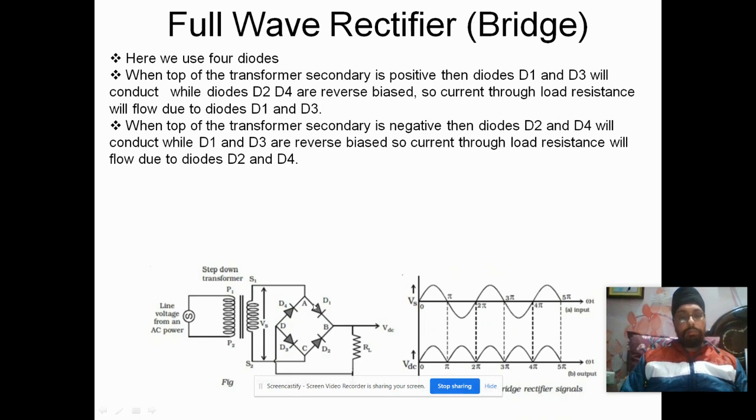So it means again both cycles, positive and negative cycles of the input, will appear in the output like this. So that's why it is again called a full wave rectifier, and it is using four diodes. A sort of bridge is formed here, that's why it is called a bridge type full wave rectifier.